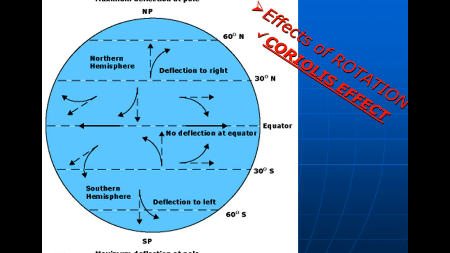Now, what I want you to remember is that the rotation of the earth causes deflections of the movement of air and water in different directions depending on which side of the equator you are on, north or south. So if you need to get that back in your notes, do it now.